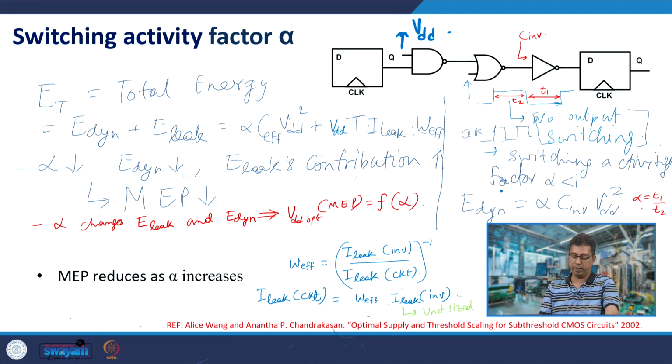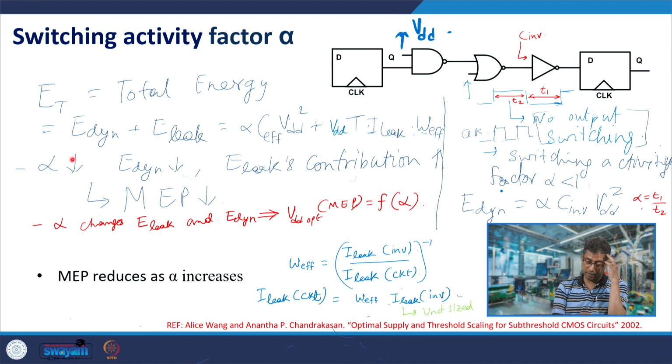We will discuss this further later, but right now you can just keep it in mind that I leakage here is the I leakage of the inverter, and W effective is the effective width of the entire circuit with respect to a unit sized inverter, and that effective width is in terms of leakage currents, average leakage currents. Now, average leakage current means somehow you are taking all the inputs to be equally switching, that is, they have equal probability of being 0 and 1. So, that average leakage into VDD, that is leakage power, into time is the energy, leakage energy, time period.